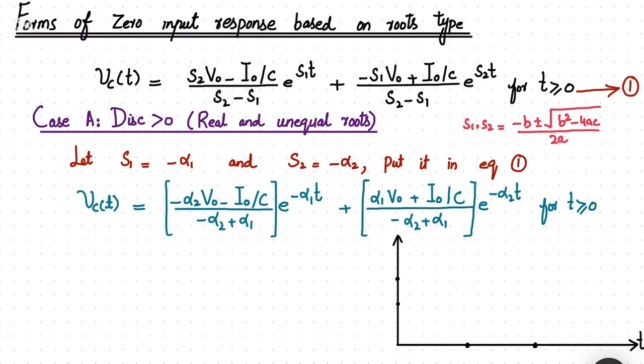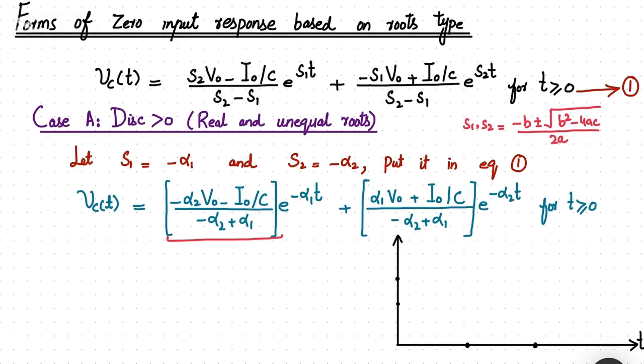In this case, let's say the first root is represented by minus alpha 1 and the second root is represented by minus alpha 2. Then the form of the general solution of the zero input response of the series RLC circuit would be, because in this form we can insert the values of S1 and S2, minus alpha 2 V naught minus I naught over C, this is minus alpha 2 over alpha 1 plus, into e raised to power minus alpha 1 t, and then we have e raised to power minus alpha 2 t over here.